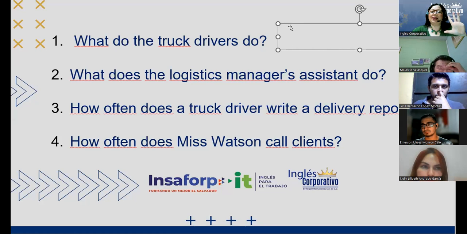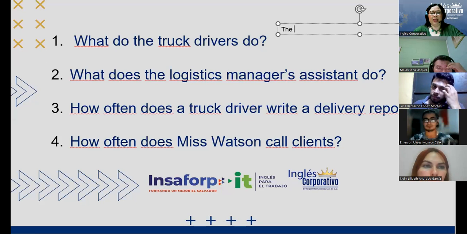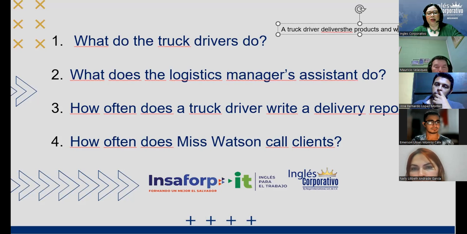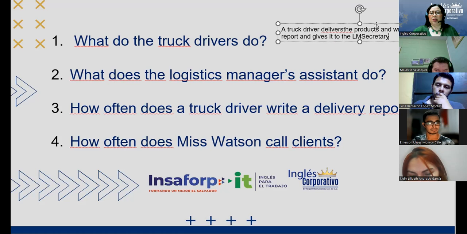So for example, if I say, in singular, a truck driver delivers, because it's third person, so I have to add the letter S. A truck driver delivers the product and writes the daily report and gives it to the logistics manager's secretary. Okay, there you go.